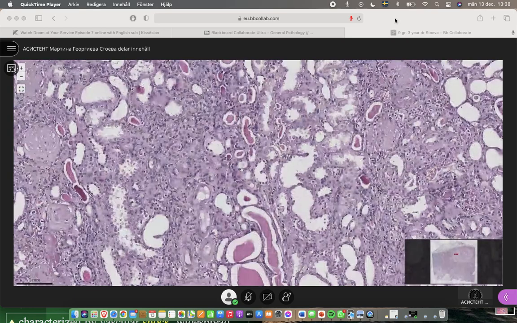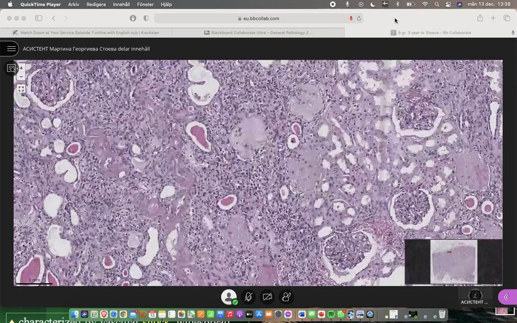You should see a lumen with hyalinized wall, like here. We have a lumen with erythrocytes and homogeneous pinkish material in the wall. Here again. There is lumen.